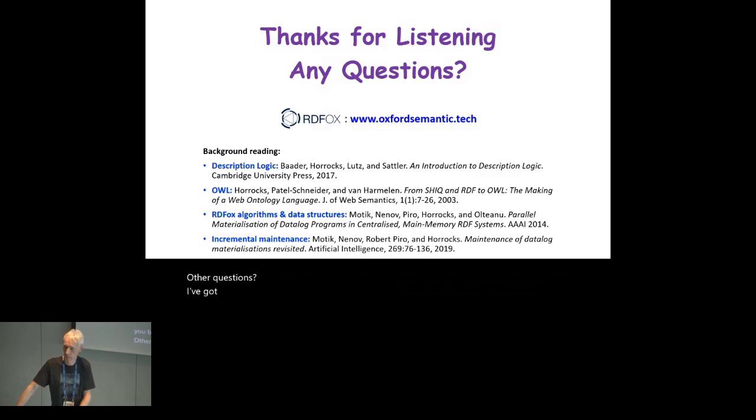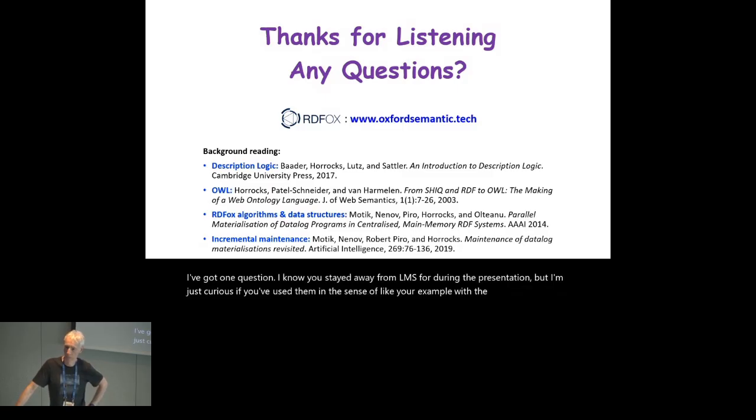I've got one question. I know you stayed away from LLMs during the presentation, but I'm just curious if you've used them in the sense of your example with the Eiffel Tower and the Shard. So you had the nicely written word location, right? And so you interpret that, but what if it was LOC? Maybe that's a good synonym for location that somebody used in one of these ontologies, and to use LLMs to interpret that and to help with some of the reasoning that occurs.